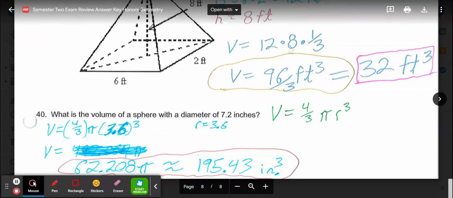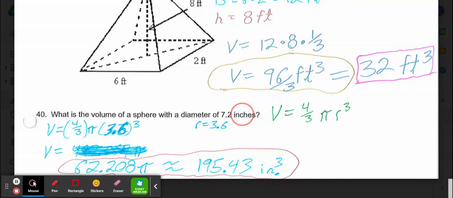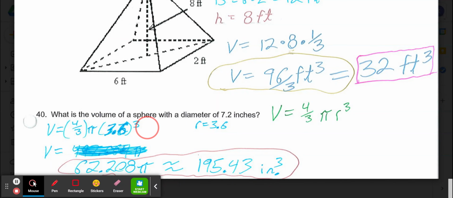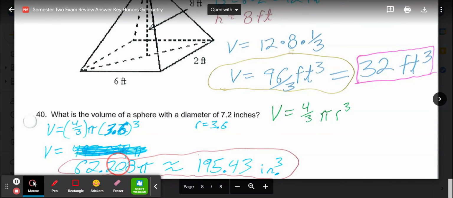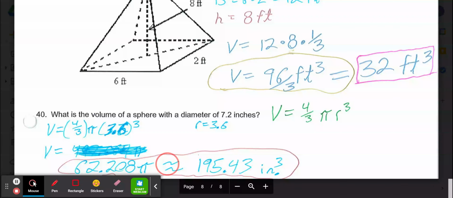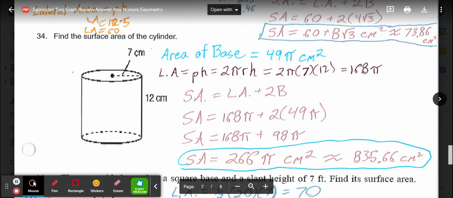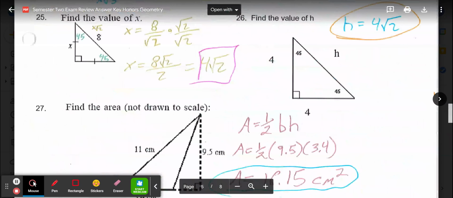And our final problem, volume of a sphere with a diameter of 7.2 inches. So volume of a sphere formula would be 4/3 pi r cubed. So our radius would be 3.6 if our diameter is 7.2. So our volume formula would be 4/3 times pi times 3.6 to the third power. So that gives us 62.208 pi, or approximately 195.43 cubic inches.